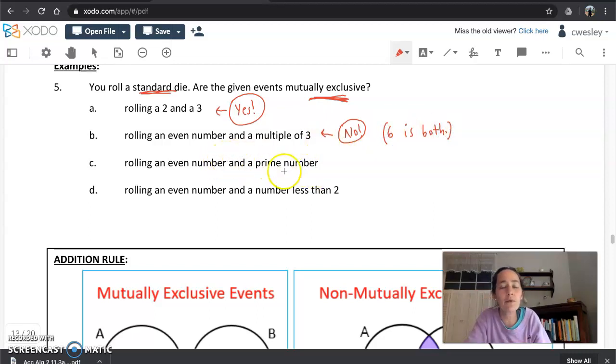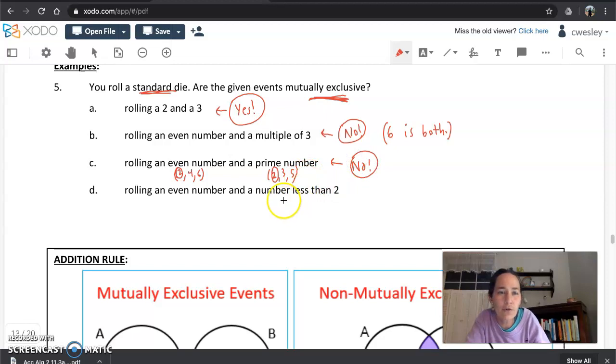Rolling an even number and a prime number. Got to think of our evens and primes. So even outcomes: 2, 4, 6. Prime outcomes: I know 3, 5, and no 7, so 3 and 5 since we're rolling a die. But how about 2? 2 is also a prime number. Here's your overlap. 2 is the non-example. These are not mutually exclusive.